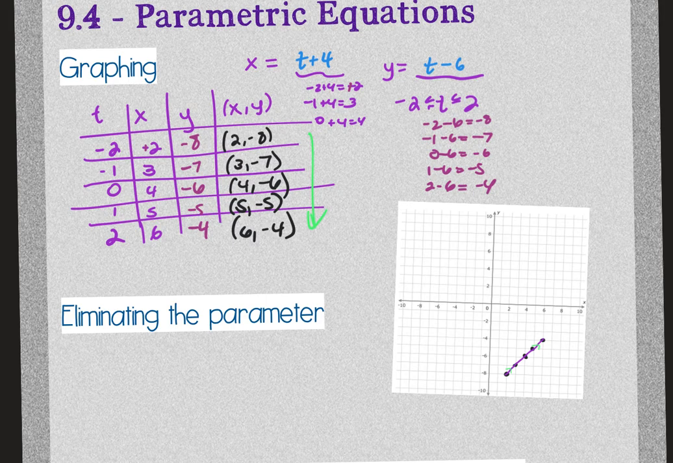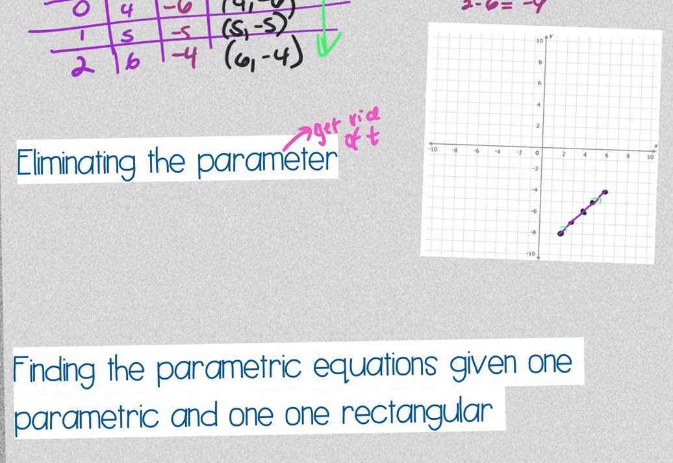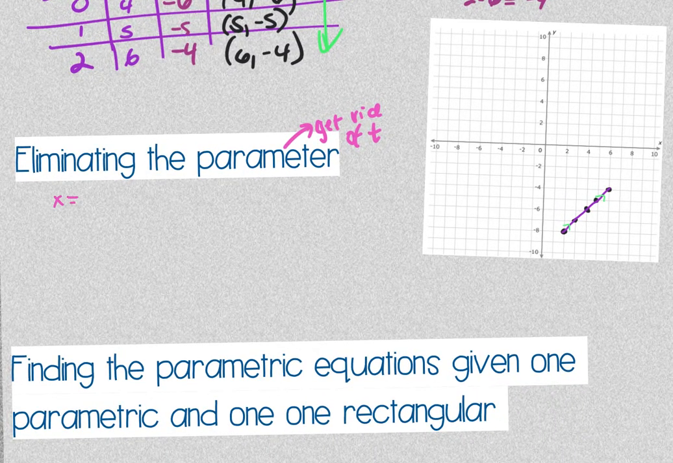Okay, the second part was eliminating the parameter, right? This means get rid of T, because T is the parameter. So if I have two equations like x equals 3t plus 7 and y equals T minus 6, I'm going to make it easy just so that we can go through the process, but this could be anything. This could be square roots, this could be squareds, all that stuff.